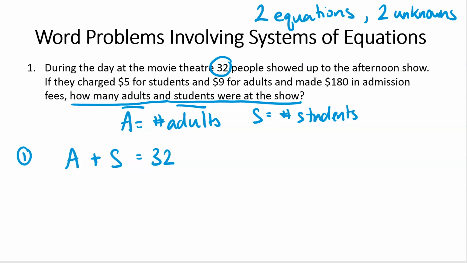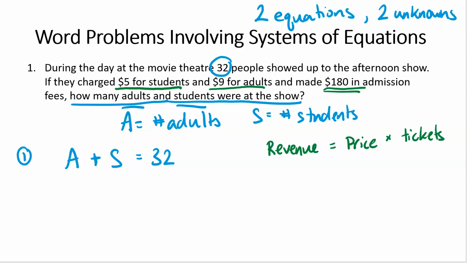So in addition to saying there's 32 people at the show, we're also told that students were charged $5, adults were charged $9, and the total amount of money collected was $180. So $180 would be what you call the revenue, the amount of money you collected. And revenue is always going to equal the price of whatever product you're selling, like tickets, times the number of things you sold, in this case, the number of tickets that were sold.